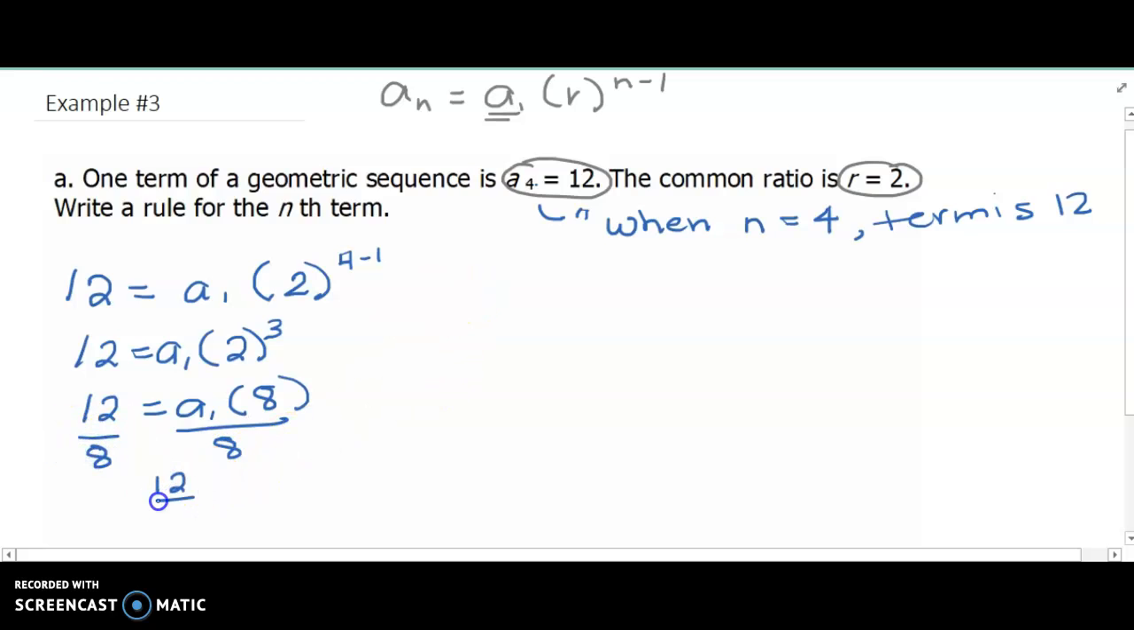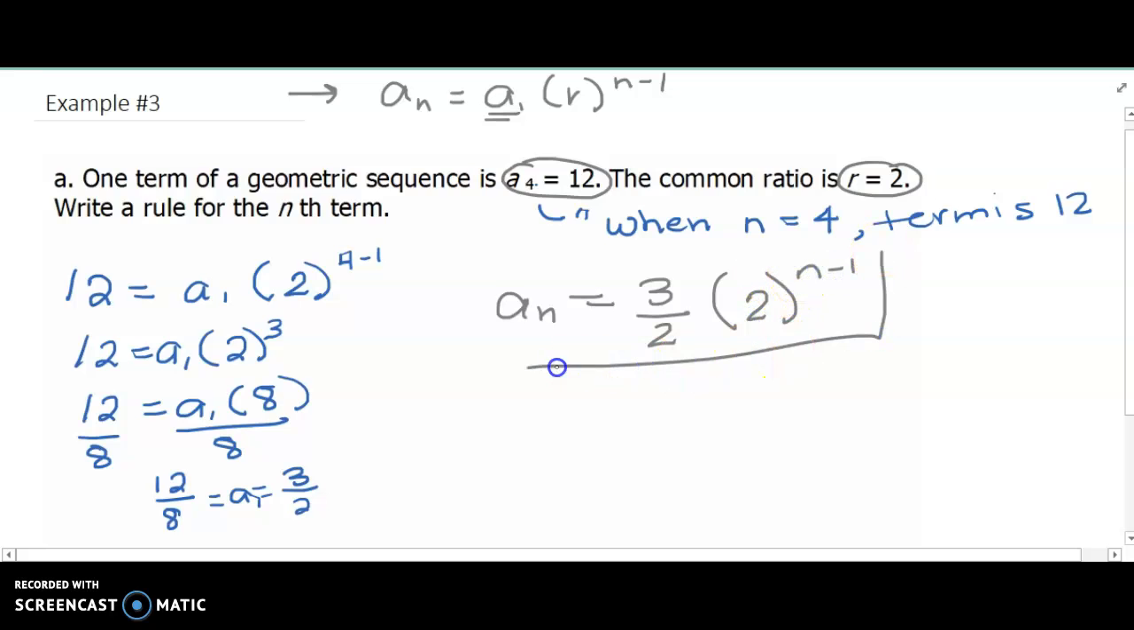So I get 12 over 8 equals a1, which is 3/2. So my a1 is 3/2. So now I'm just going to plug it back into here. So any a sub n, so to find any term, I could just use the rule 3/2, my r, once again, is 2, to the n minus 1 power.